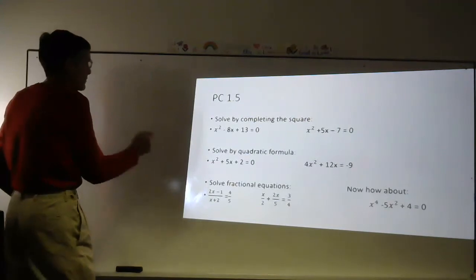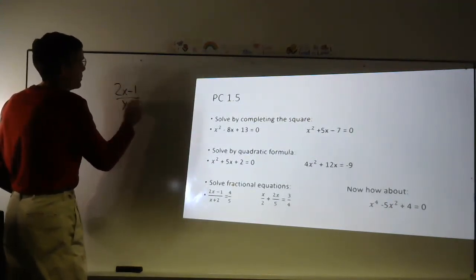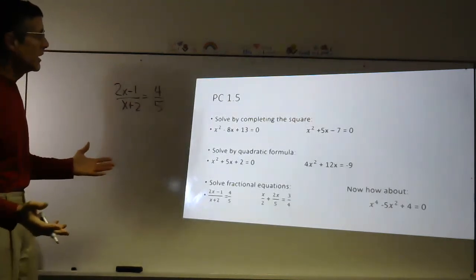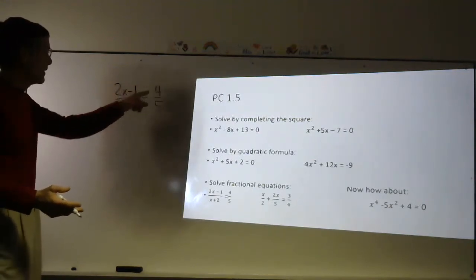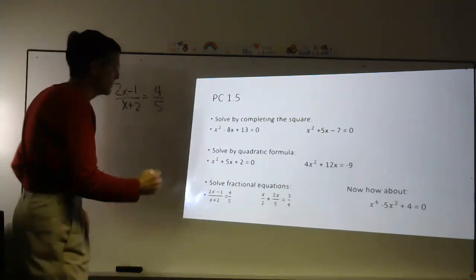Well, right away on this one, 2x minus 1 over x plus 2 is equal to 4 over 5. It's kind of silly to even bother doing this one. Cross multiply. 10x minus 5 equals 4x plus 8. Really, really easy to do. Let's go on to the next one.